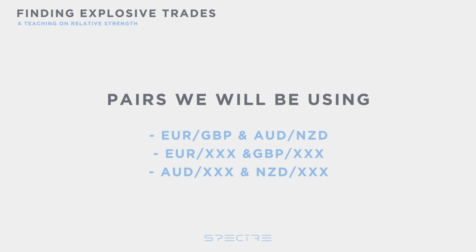In today's video, we'll be covering how we are going to find explosive trades within the market. The pairs we will be using are Euro GBP and AUD NZD. We will be focusing on these two pairs to determine relative strength. From there, we are going to pick our pairs to trade and understand which ones should provide low resistance markets. So let's get right into it.